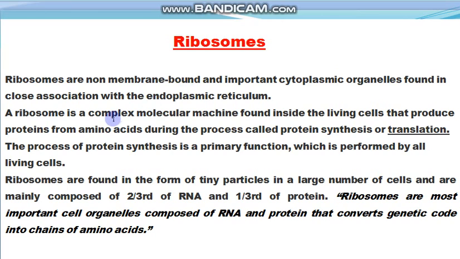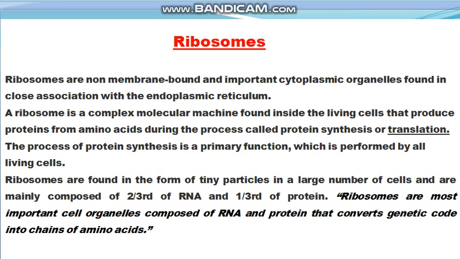A ribosome is a complex molecular machine found inside living cells which produces proteins from amino acids during the process called protein synthesis or translation. So ribosomes help in protein synthesis, and the process of protein synthesis is known as translation. We know that chains of amino acids form proteins, and protein synthesis is the primary function performed by all living cells. So this is a basic function of the cell, to produce proteins.